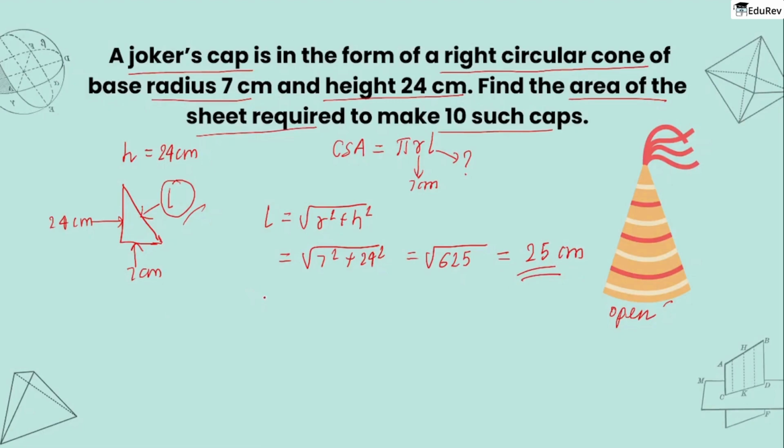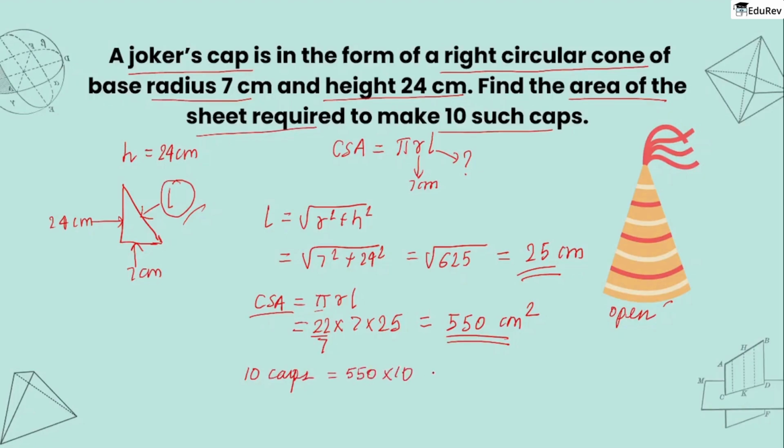Now we can calculate the curved surface area of the cone, which is pi times r times L, and the value of pi taken is 22 by 7. Thus the curved surface area of the given cone is equal to 22 by 7 times 7 times 25, which is equal to 550 centimeters squared. The curved surface area of one right circular cone, or the joker's cap, is 550 centimeters squared. Therefore, the area of the sheet required for 10 such caps is 550 times 10, that comes out to 5,500 centimeters squared, which is our answer.